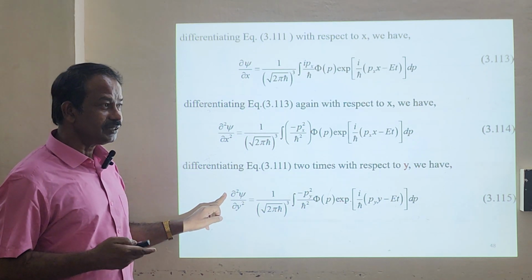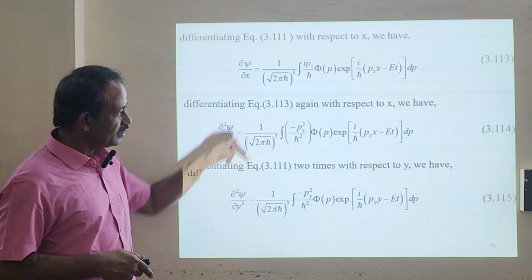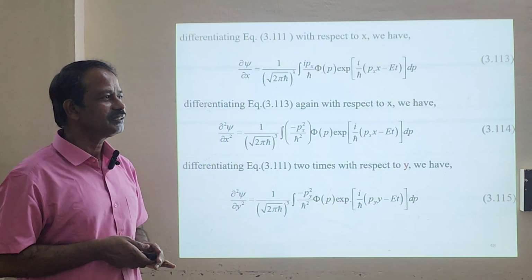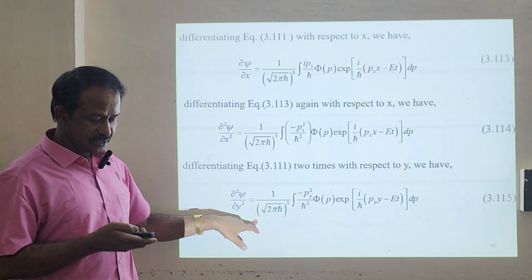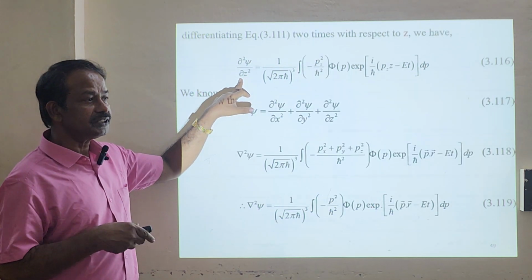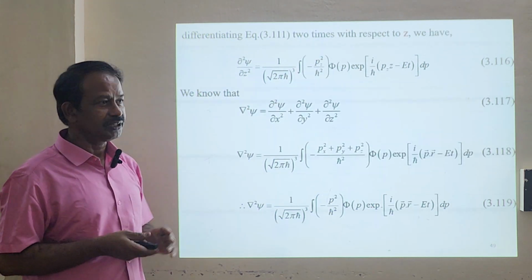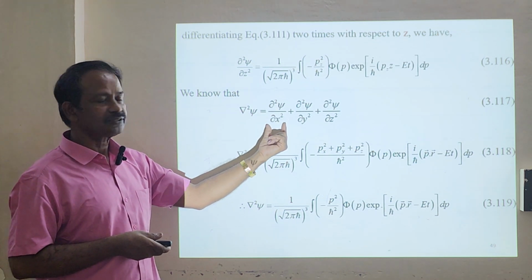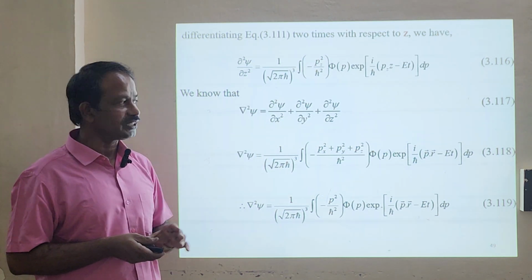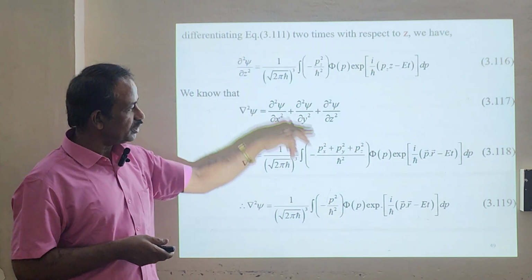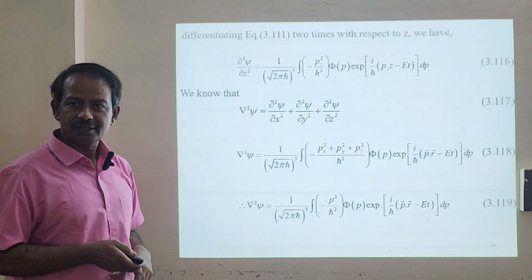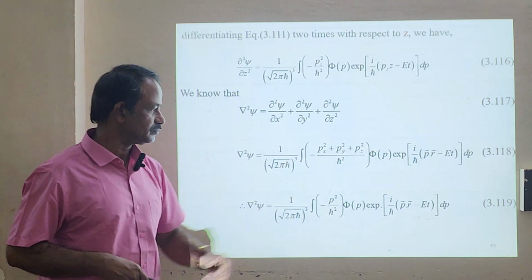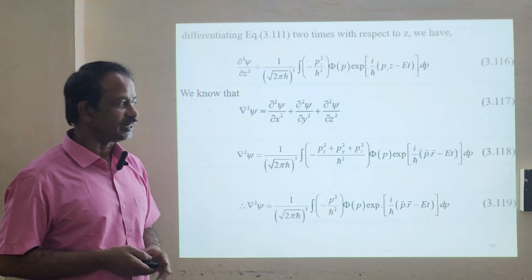Similarly, now we are going to differentiate with respect to y. So instead of px squared, just substitute py squared, that's all. Other things will be the same. Similarly, the next one, we are going to differentiate with respect to z. Now we know already del squared psi equals d squared psi by dx squared plus d squared psi by dy squared plus d squared psi by dz squared. So put together, that will give you this term. You can add all those things, px squared, py squared, pz squared will give you this. This is nothing but your p squared.